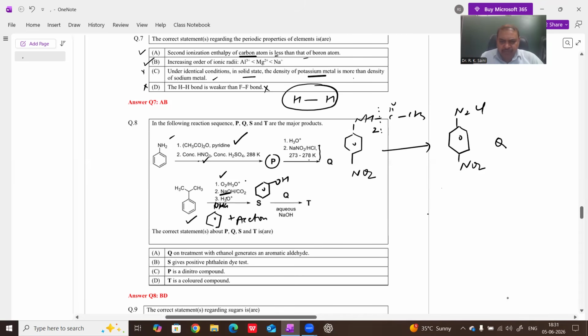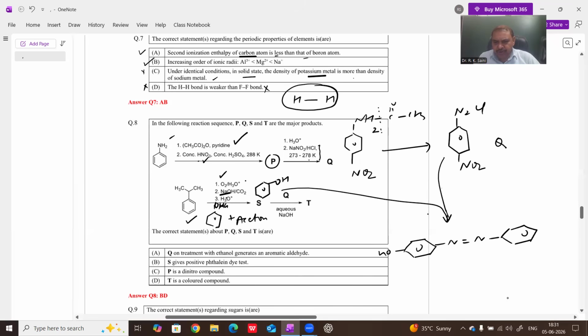When phenol reacts with Q, then diazotization, then coupling reaction takes place, and the product is an azo dye. These are colorful compounds. OH, azo group, and it is the compound T. Due to presence of azo group as a chromophore group, they are colorful compounds. When an acidic group is present in the compound, then they are generally reddish. Or when basic groups are there, then they are yellowish.